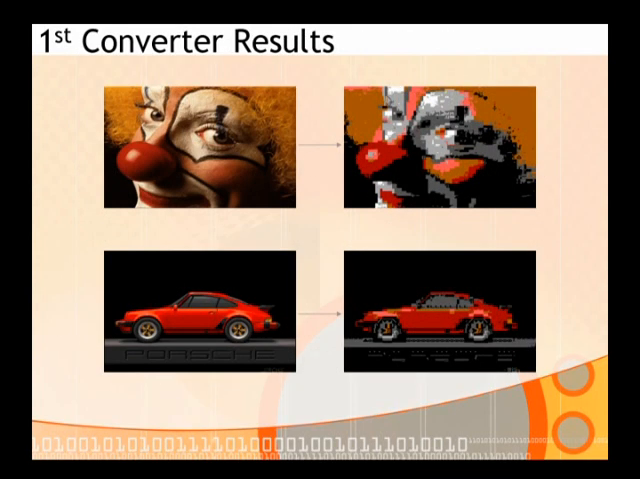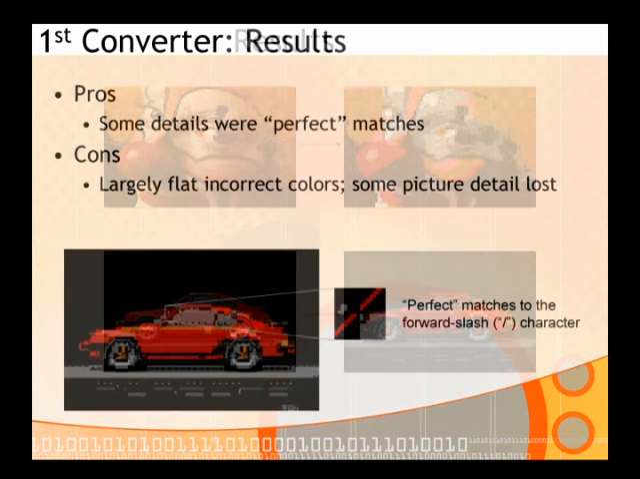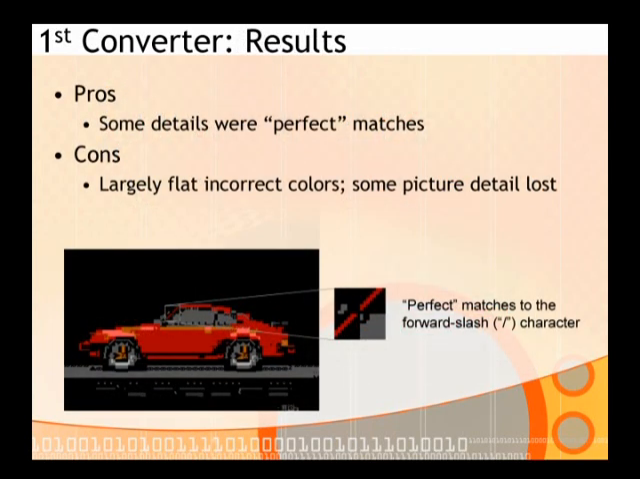Well, the initial results weren't that great. I'll give you a second to look at those. These were the test pictures I used in determining everything. I was happy to see that some stuff was a perfect match, which makes it look almost as if you drew it in that mode. Well, not really. But obviously the biggest cons were that since entire areas were mapped to a single flat color, the colors were not only wrong, but they completely obliterated all picture detail.